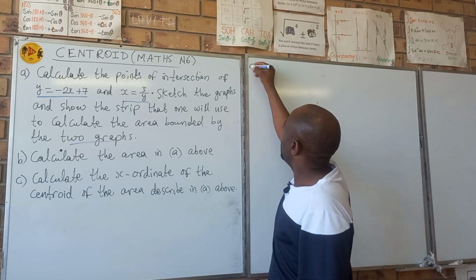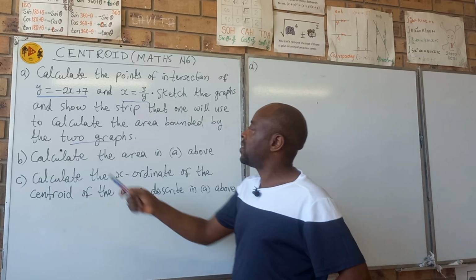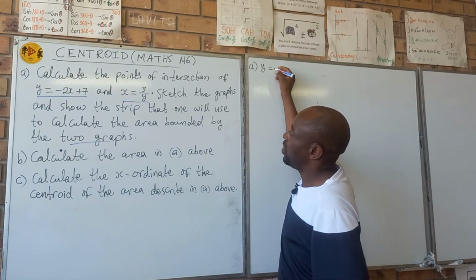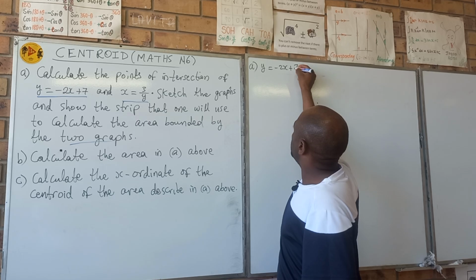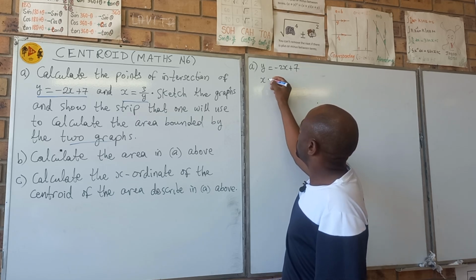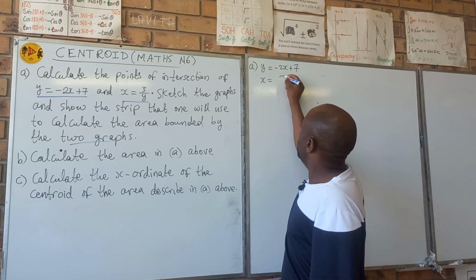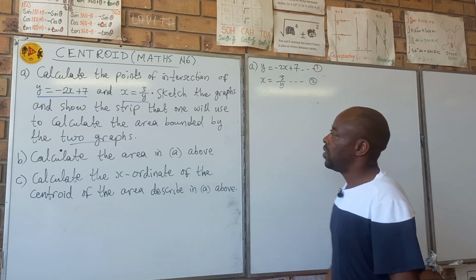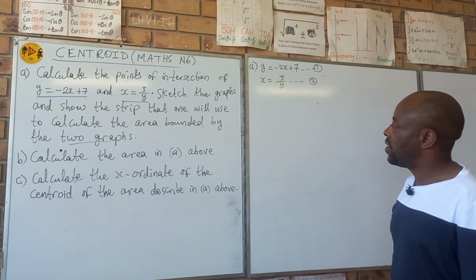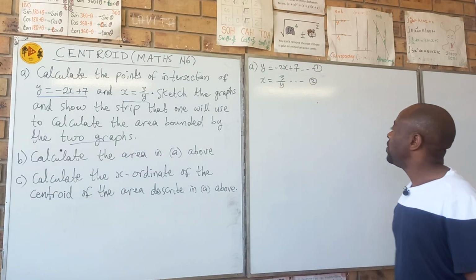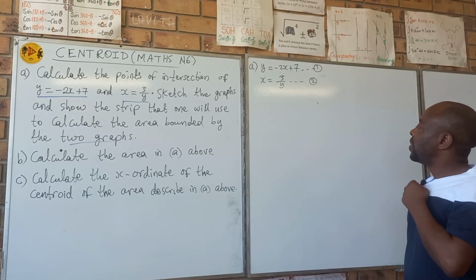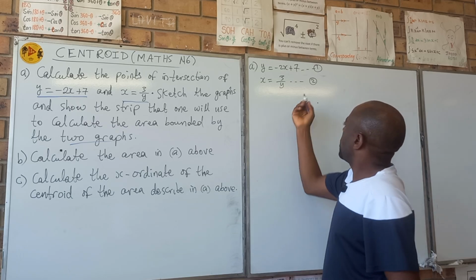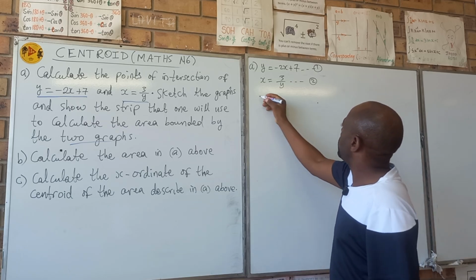So we are told to calculate the point of intersection of those two graphs. The two graphs are y equal to negative 2x plus 7 and x equal to 3 over y. So we need to calculate the point of intersection, then sketch the graphs and show the strip. I want to calculate the point of intersection this time. Maybe I can use a little bit of a different approach.